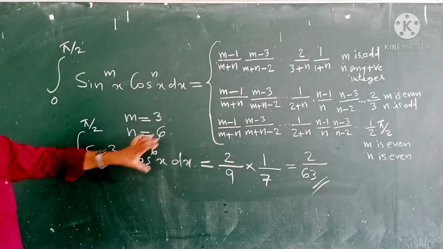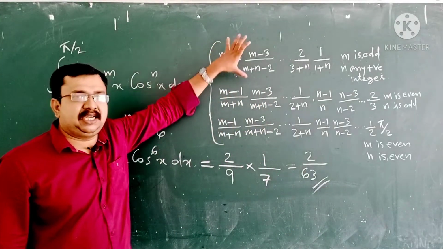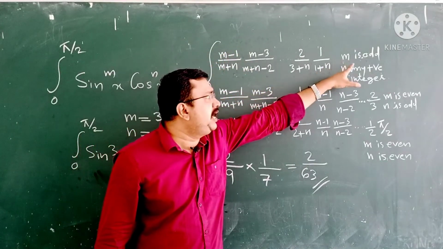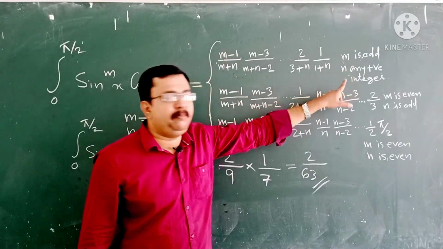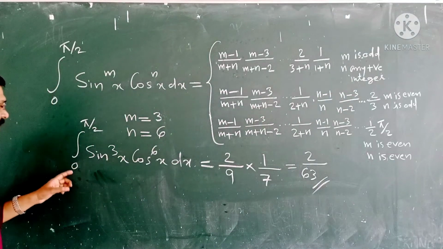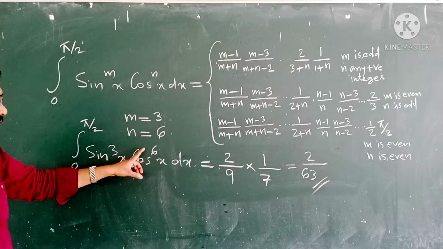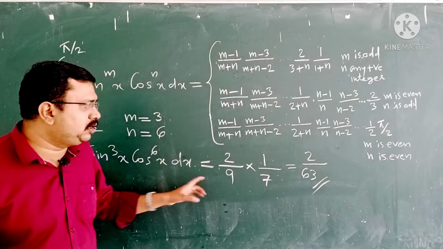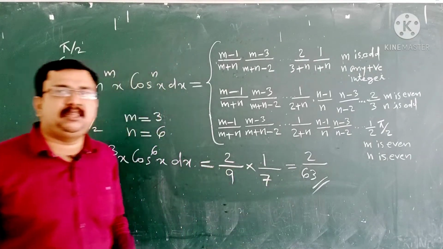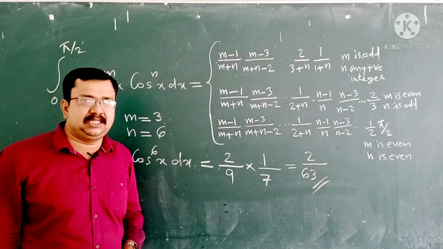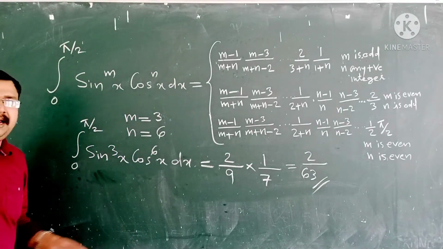Here we may take the first case. Remember that the first case is m is odd, n is any positive integer. Therefore, the integral from 0 to pi by 2 of sin cube x into cos raised to 6x dx is equal to 2 by 63, our final answer. Please write down.